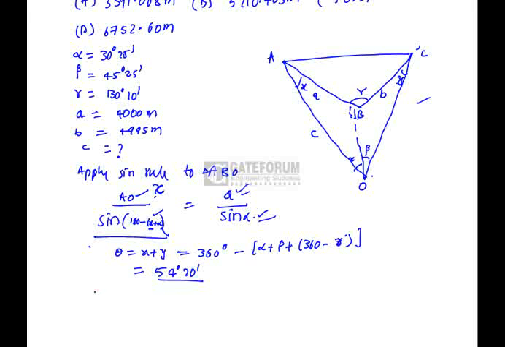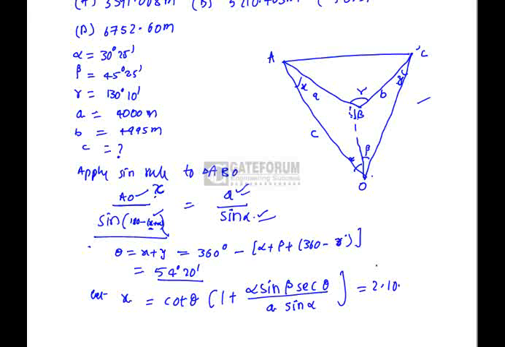X we can calculate by using cot X equal to (cot theta plus sine beta cosec theta divided by a sine alpha), which is equal to 2.10. In terms of degrees, that is 25 degrees 25 minutes 31 seconds.